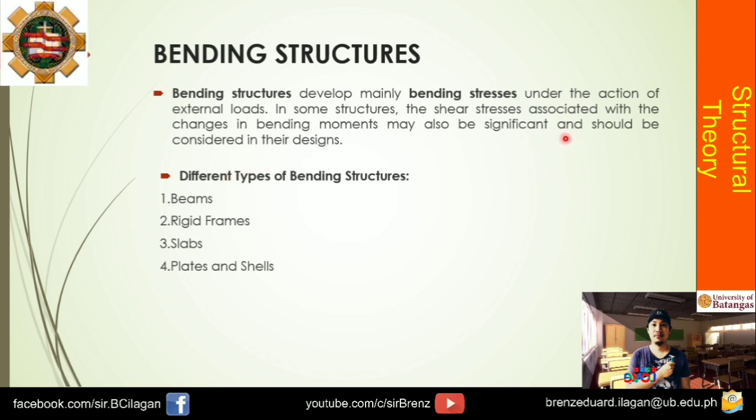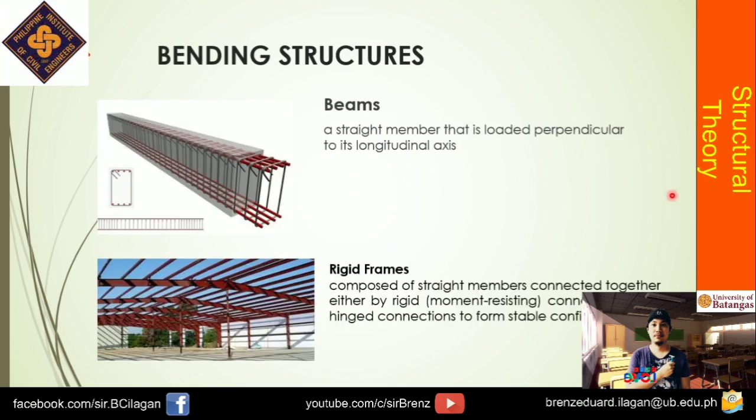So, if you remember in our deformable bodies, the design considers the shear stress and the bending stress, the Mc over I and VQ over Ib. Sometimes you will be asked to find the allowable load it can carry or the size of your beam, etc. So these are the different types of bending structures, namely beams, rigid frames, slabs, and plates and shells. In the next slide, I will show the different bending structures.